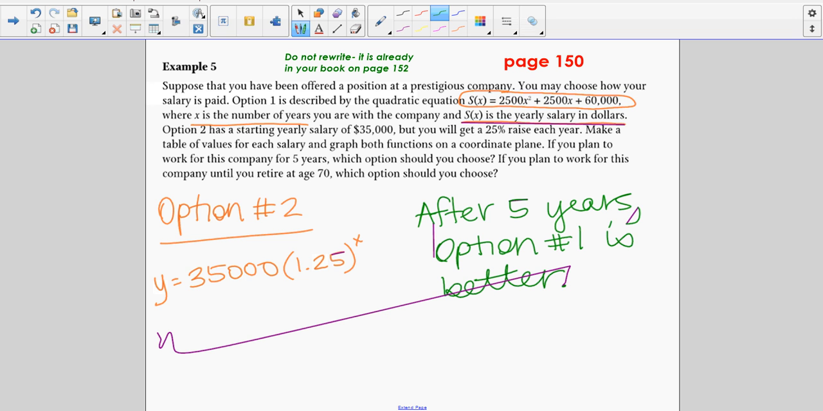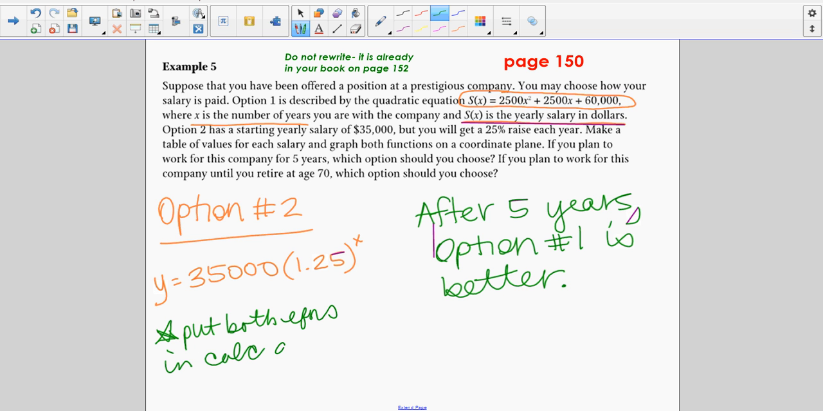Okay. You might want to make a note somewhere that we put both equations in your calc and compared, just so you know going back how we got our answers. Okay, so you put both equations in your calculator and you compared them in the table. So now we could easily tell, okay, after 5 years, option number 1 is better.